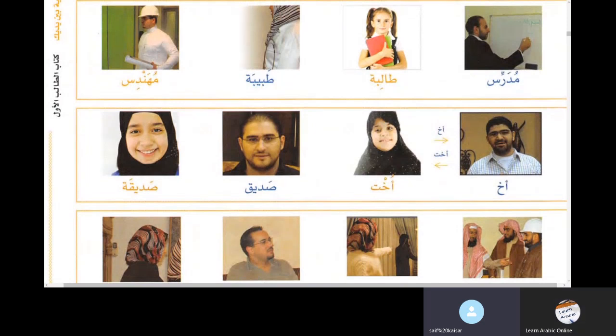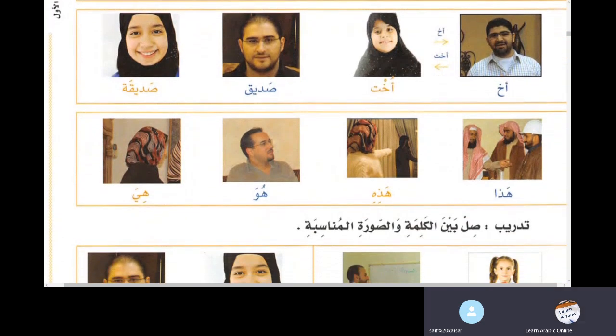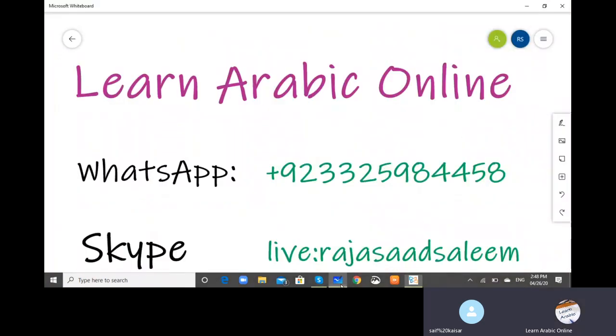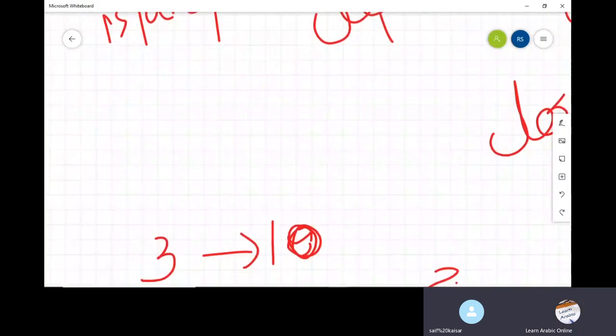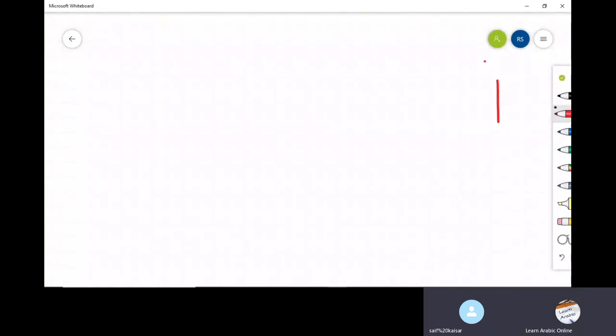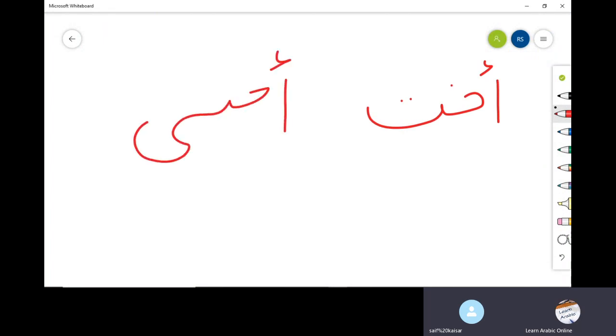Muhandis, engineer. Akh means brother. Ukht means sister. Just ukht. So what is the meaning of ukhti? Ukhti, my sister. Look at the spelling. They have different spelling. This word, ukht, means sister. And this word, ukhti, means my sister. Okay?